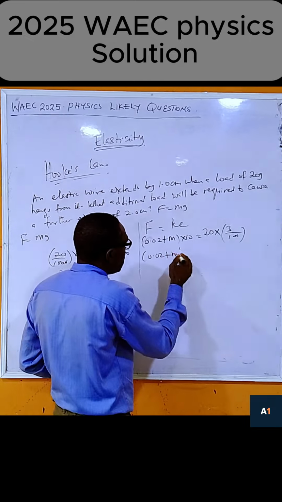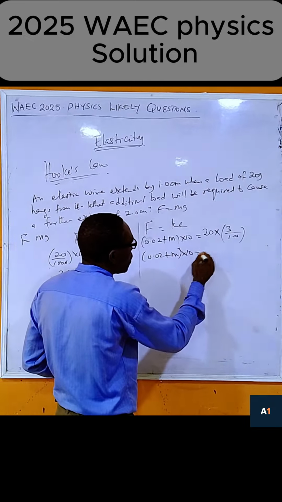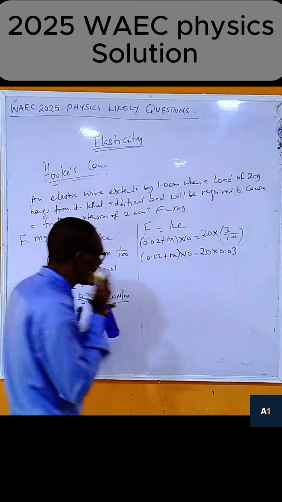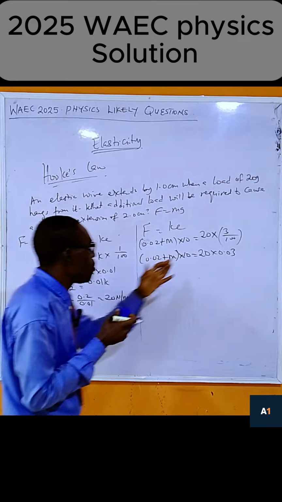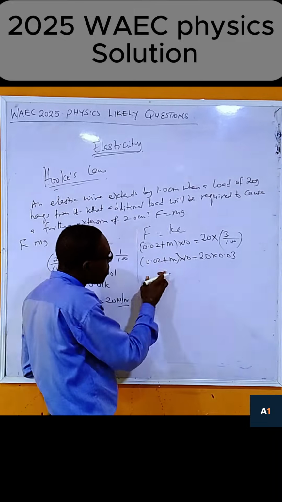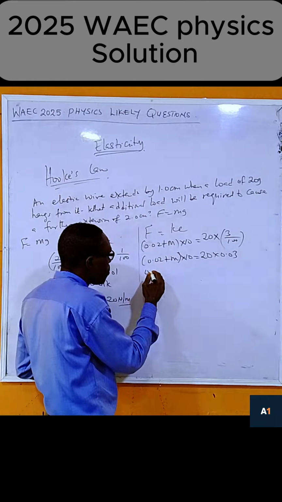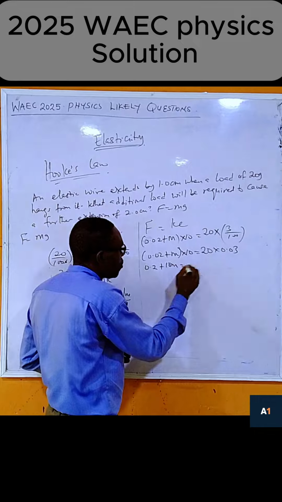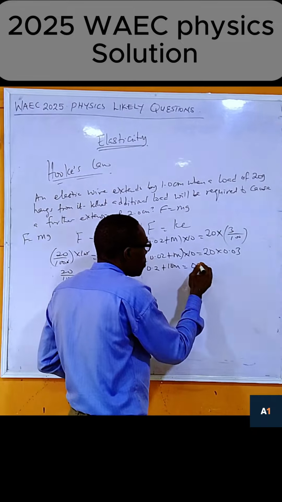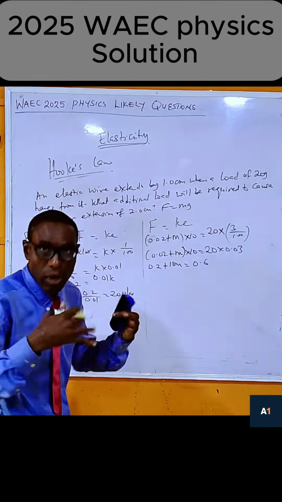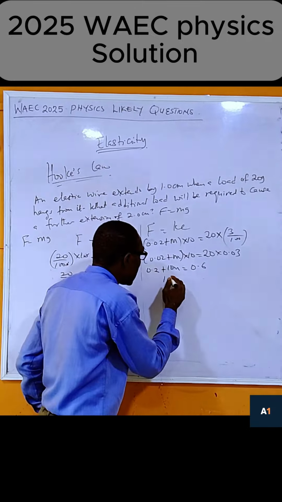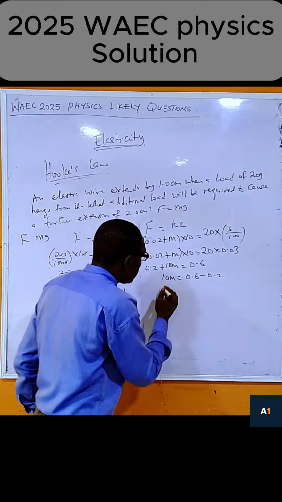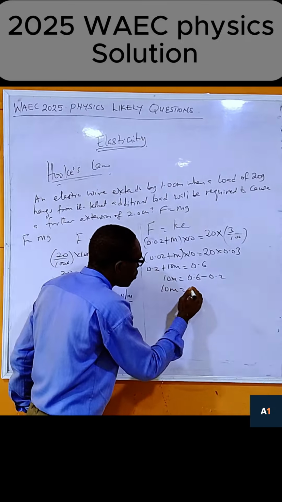So meaning that we have (0.02 plus m) times 10 outside, equal to 20 times 0.03. That is it. So now what we do is multiply and open the bracket. 10 times this will give you 0.2. Then 10 times m gives plus 10m, equal to 20 times 0.03, which gives 0.6. Now collect the right hand side. So we have 10m equal to 0.6 minus 0.2. So we have 10m equal to 0.4.